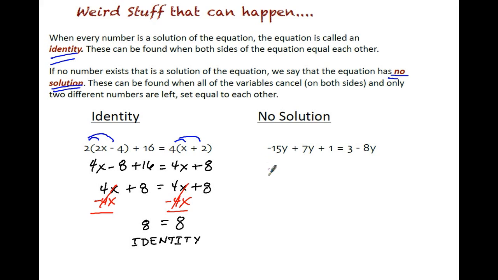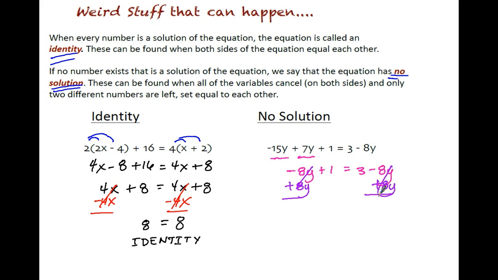Now let's look at an example of no solution. We have negative 15y plus 7y plus 1 equals 3 minus 8y. So we're going to combine these terms. Negative 15y plus 7y is going to give us a negative 8y. Bring down the 1. We have 3 minus 8y. And so we want to choose the smaller of the two terms. Well, they're both negative 8y, so it doesn't matter. So we're going to add 8y on both sides because it won't matter.